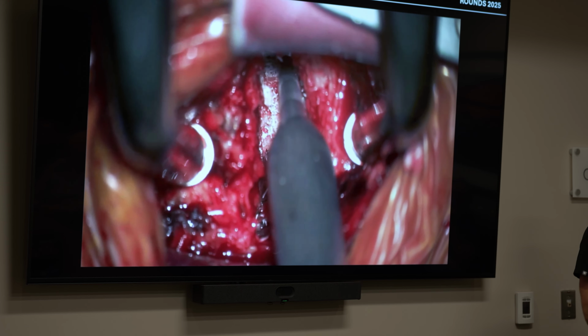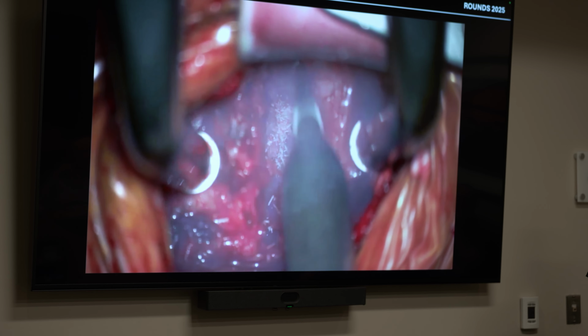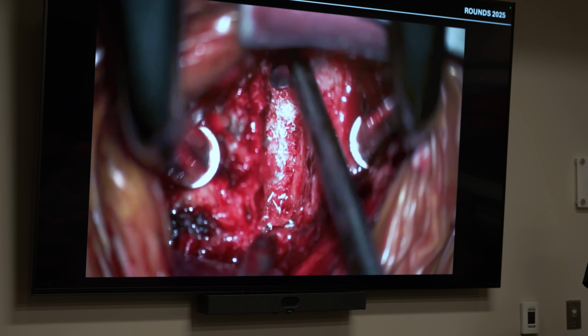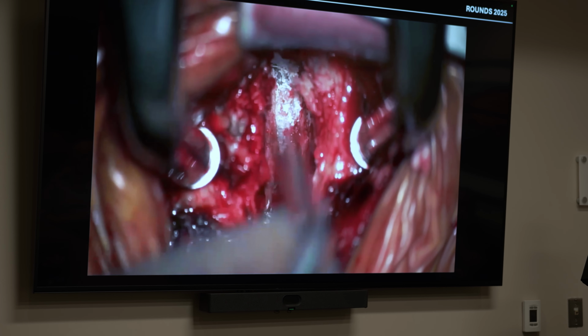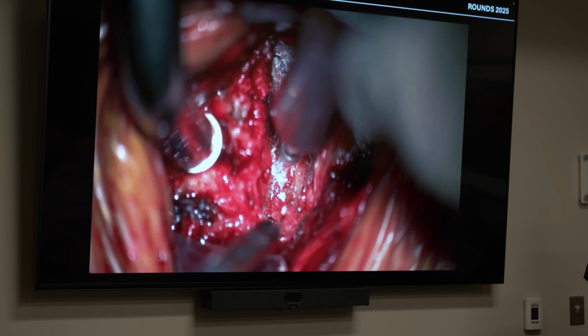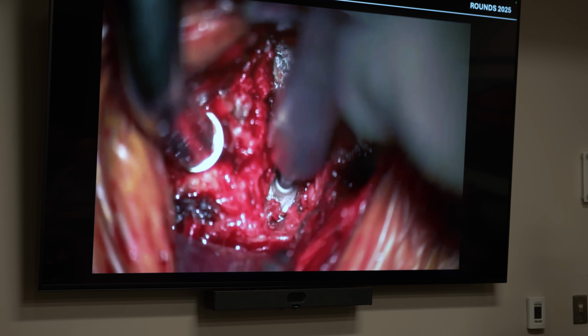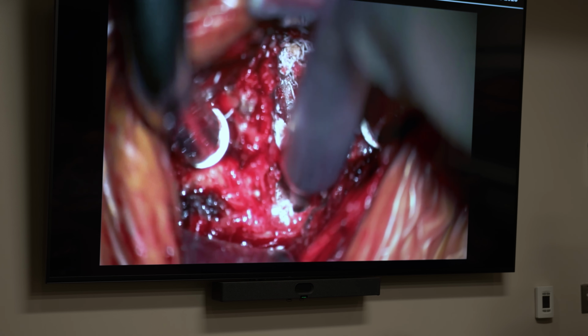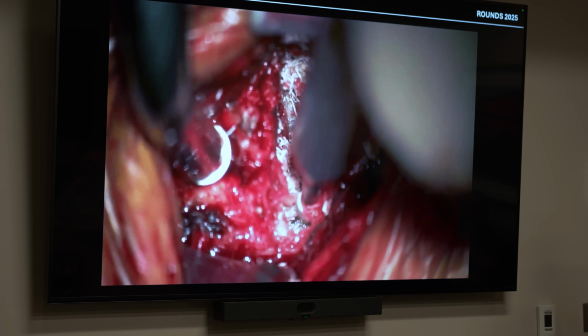So we can take the entire disc out, we can take all the bone spurs out, and we can thoroughly decompress the spinal cord and the nerve roots pretty easily. In my hands, a surgery like this would be maybe an hour. So they're not long.